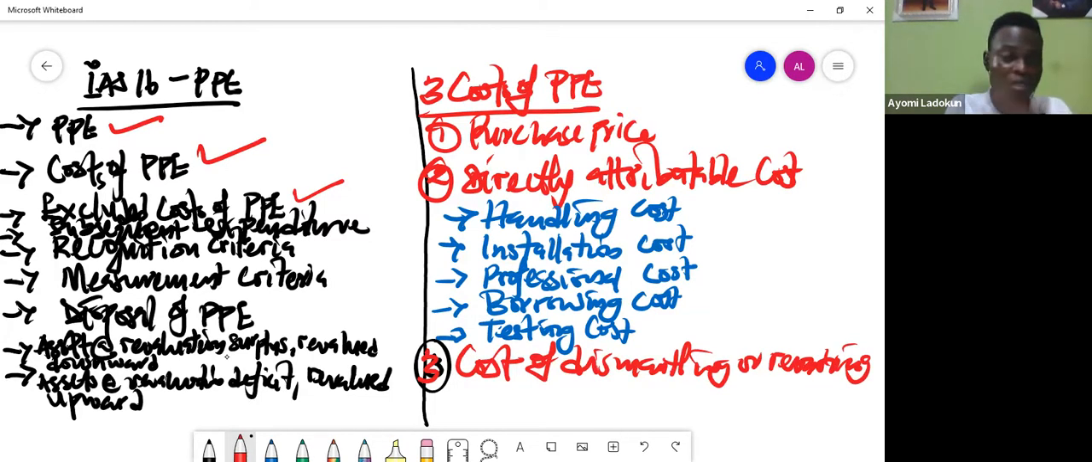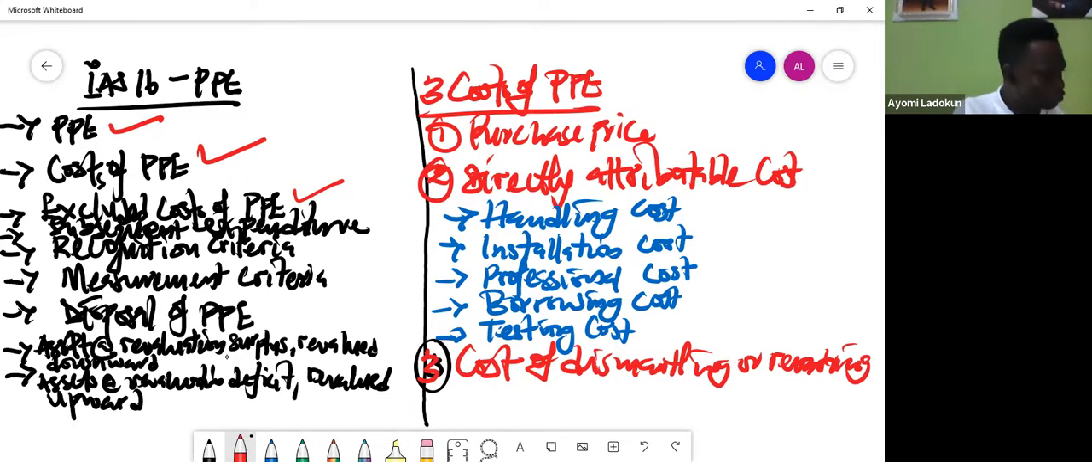Okay, cost of opening a new facility, cost of doing a new business in a new location with a new customer, then administrative costs. All those ones, they are to be expensed. You can never capitalize them. So you need to understand that you can never capitalize them.